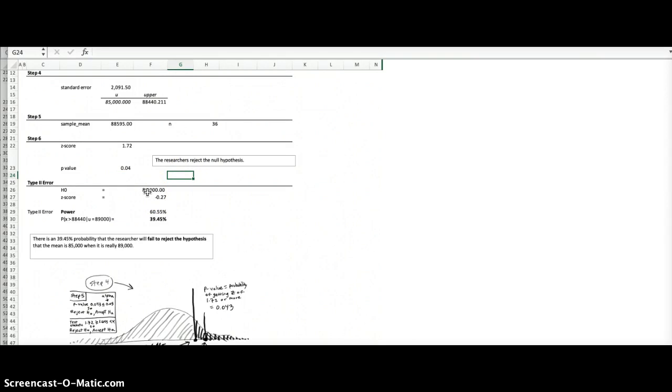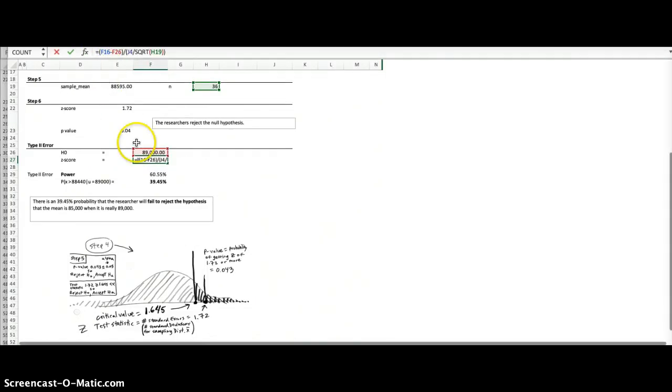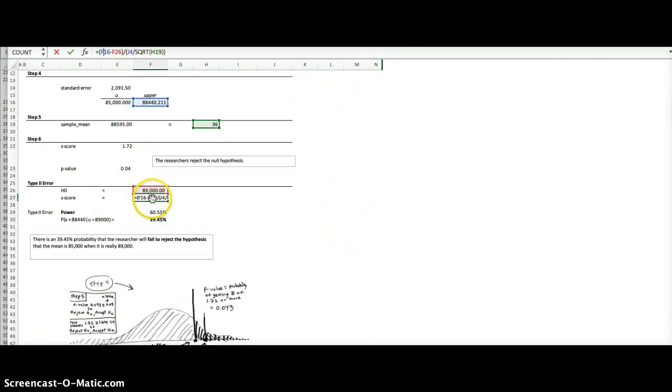So adding on to the problem, what is the probability that the researcher will fail to reject the hypothesis that the mean is 85,000 when it is actually 89,000? I'm going to put 89,000 as the null, and then I'm going to find out how many standard deviations are above or below our hypothesized mean. I'm going to use the same formula as earlier, except I'm subtracting from the upper interval limit right here, and then from the null, which is 89,000. And then I divide it by the standard error again, which I end up with a negative 0.27.